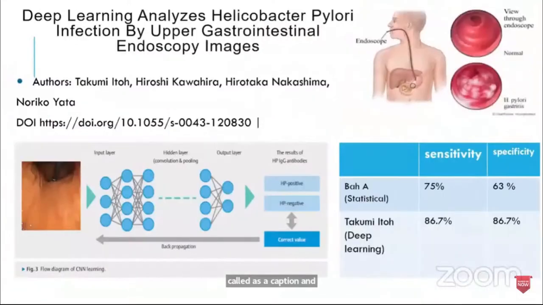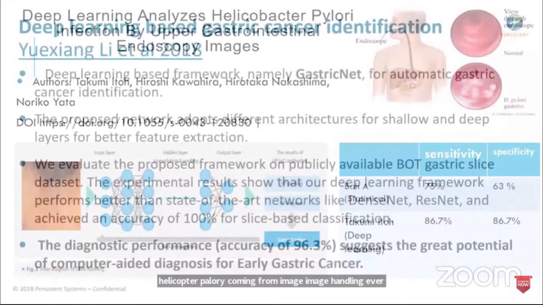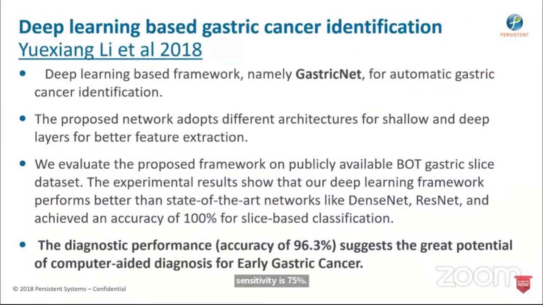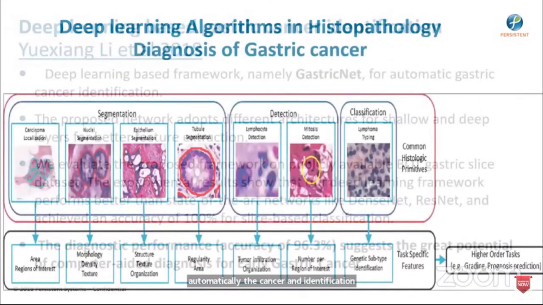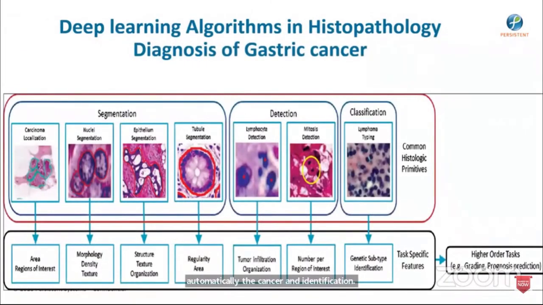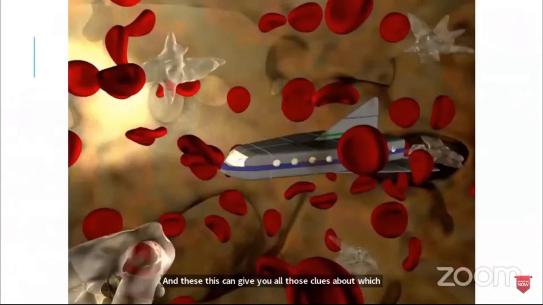And with deep learning analysis, we can have Helicobacter pylori identification from image handling, where the sensitivity is 75%. And not only that, there is one network called GastricNet, where it was identifying cancer automatically. And this can give you all those clues about which cells are present, and which can give you diagnosis of gastric cancer.